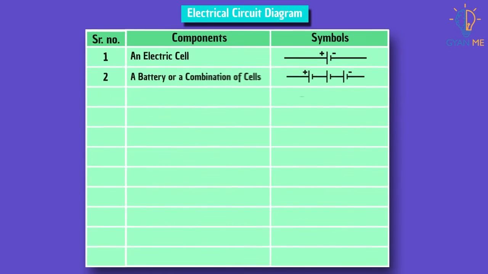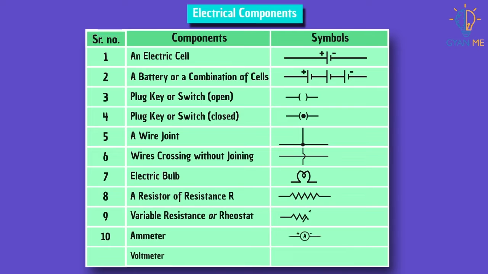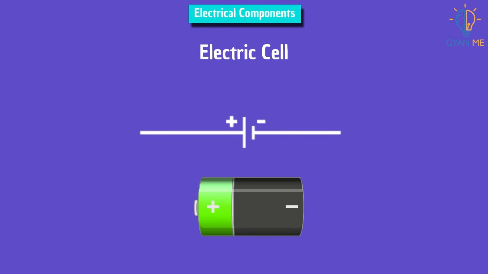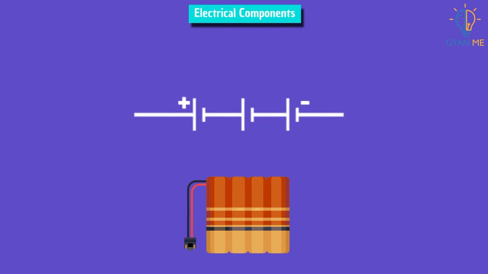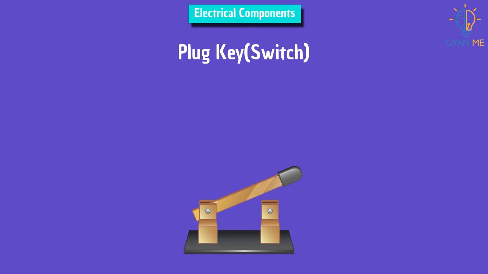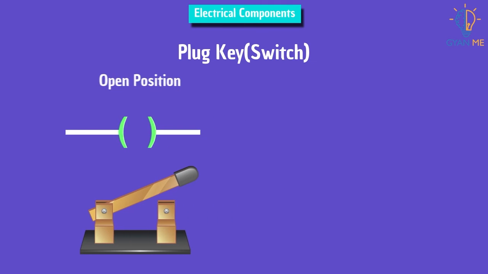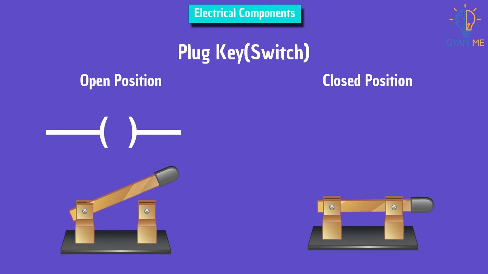Conventional symbols are used in these diagrams. They represent various electrical components. This symbol represents an electric cell. The bigger vertical line represents the positive terminal and the smaller vertical line represents the negative terminal. When there are more than one cells connected with each other in the circuit, collectively it is called a battery. A plug key or switch in open position is represented as a broken line, with the parenthesis as shown here. A plug key or switch in closed condition is represented as a broken line, with parenthesis but having a dot in the middle.